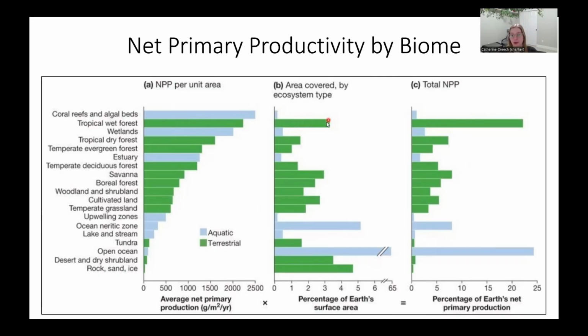Here is our tropical wet forest. And that, when we times them together, gives us a much higher NPP for tropical wet forest than it does for coral reefs, even though in a coral reef they are producing more NPP. They just don't cover enough surface area. Let's look at this bar here. So this is in blue, this is aquatic. This is our open oceans.